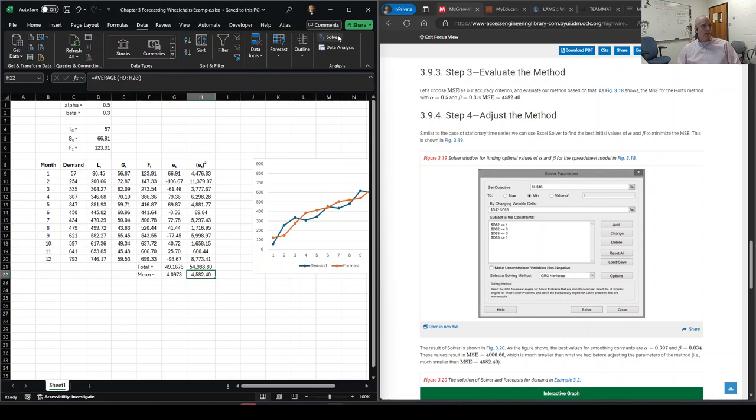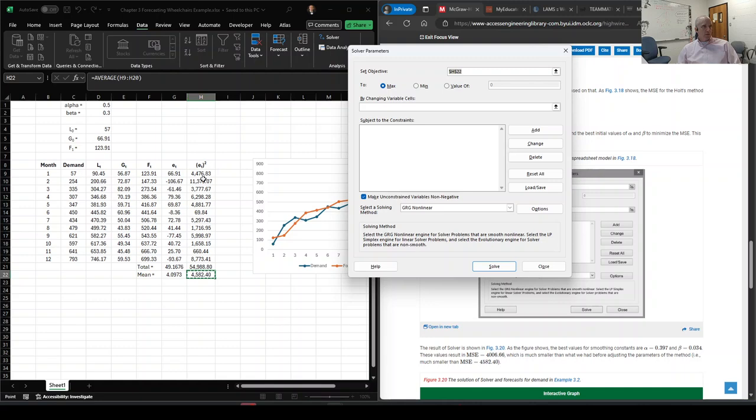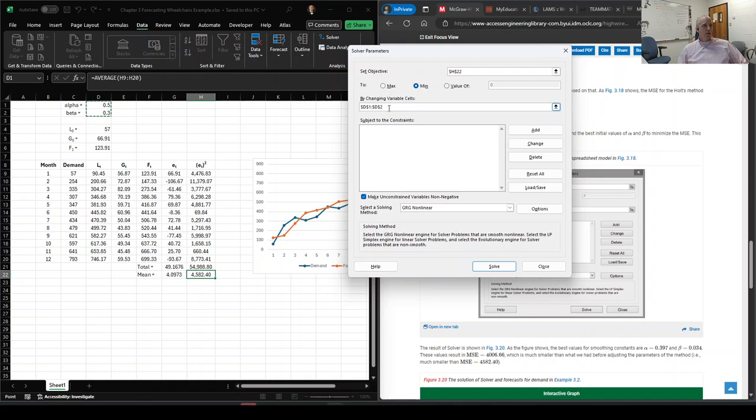Okay, so if I go to the data tab, click on Solver, it already selected H22 because that's where my cursor was. That is my mean squared error. What I want to do is minimize that. So the objective here is to minimize my mean squared error. That's how Solver knows when it's done: when any other calculation it does can't get any smaller, that's when it knows to quit. We're going to change my alpha and the beta. I'm selecting both of those cells as my changing variable cells.